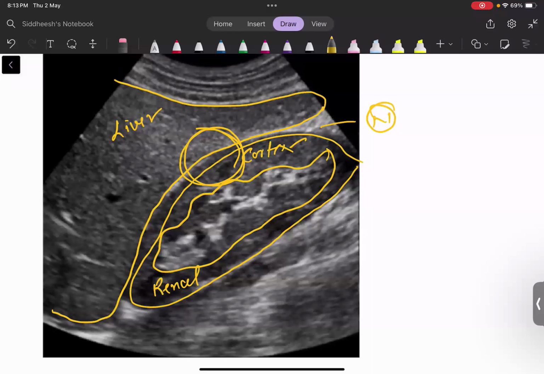Fine. Anyone? Any doubts till now? Done everyone? Any doubts till now? No? Clear? Understood everyone? Simple? Okay.